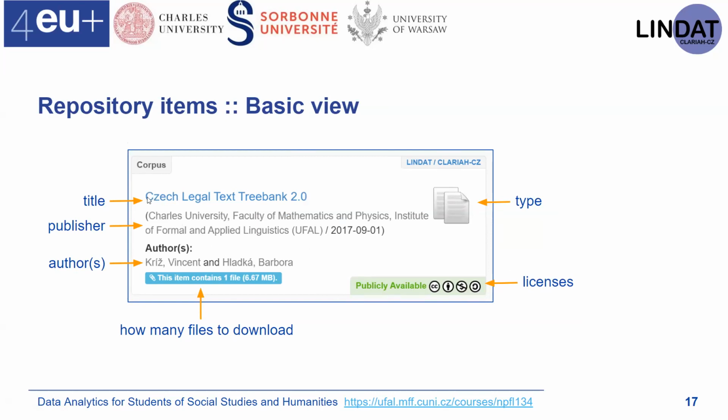This card, what can we see in the card? First, here is the title, then the publisher. This is the annotated corpus tree bank called Czech Legal Text Tree Bank version 0.2. It was published by our Faculty of Mathematics and Physics almost five years ago. Here you can see the authors. We published it together with my student. Then here is the visualization of the type of item. And here we can read the information about licenses.